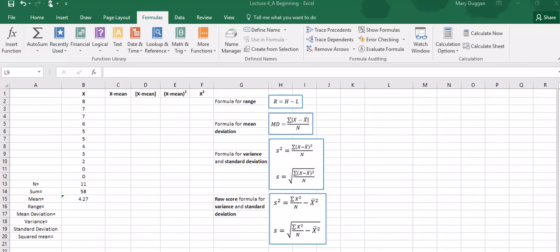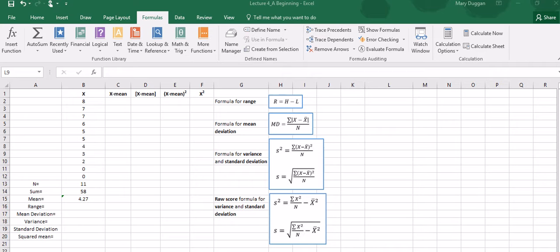In this video, we will use Excel to calculate various measures of variability, including range, variance, and standard deviation for a set of scores. In the two videos that follow this one, we'll talk about calculating measures of variability and frequency distributions and grouped frequency distributions. But for now, we're working with a straight set of scores, or observations as they're sometimes called.